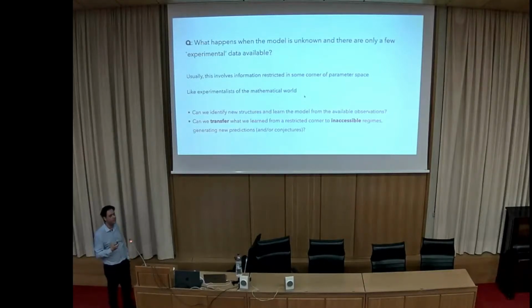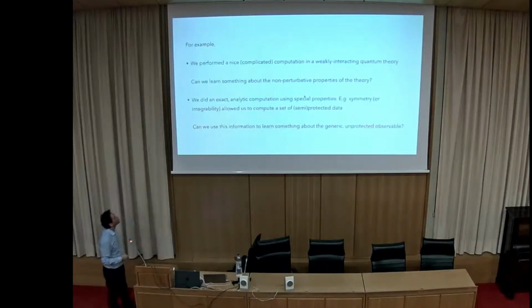Okay, so how do I take restricted information from a corner and generalize it somewhere else where I cannot do any calculation with traditional methods? That is much more interesting. And to bring it into context, suppose that you performed a nice complicated computation in a weakly interacting quantum field theory, for example. Can we learn something about the non-perturbative properties of the theory? It's not clear that we can do it, but in some cases it might be possible. Sometimes, for example, we discover some structure like topological relations in some supersymmetric theory, and we find that the data we want to compute satisfy some hidden structure.